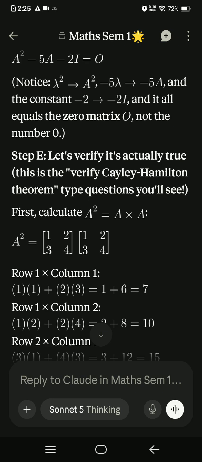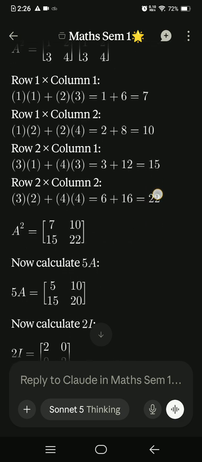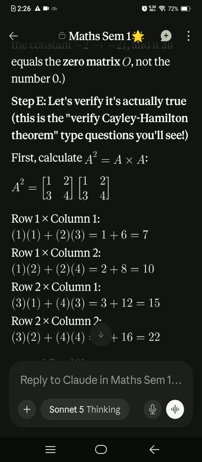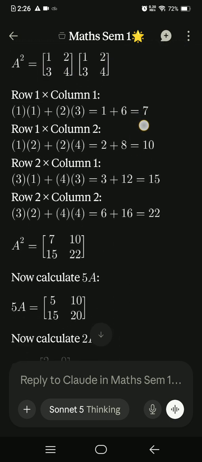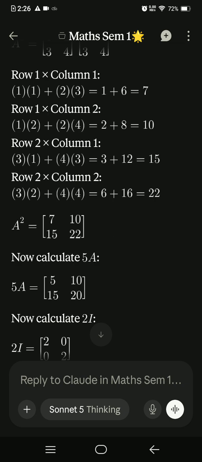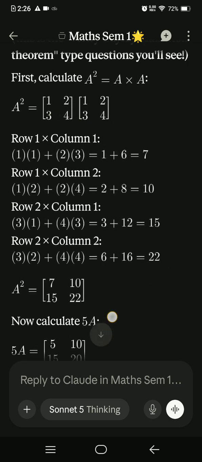So first calculate A squared. When we multiply two matrices, we multiply row 1 with column 1, row 1 with column 2, then row 2 with column 1 and row 2 with column 2, as you can see, to get our new matrix. I'd completely forgotten this multiplication of matrices.